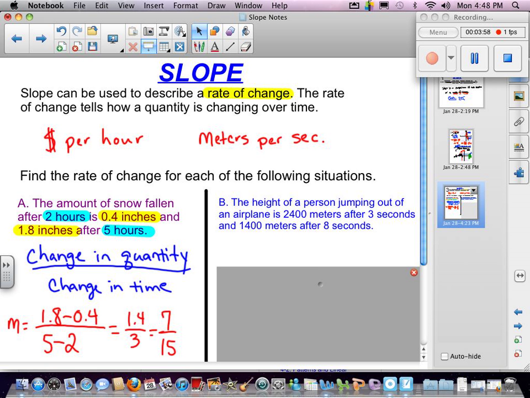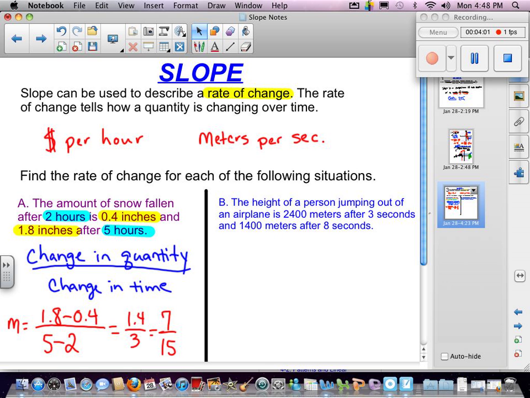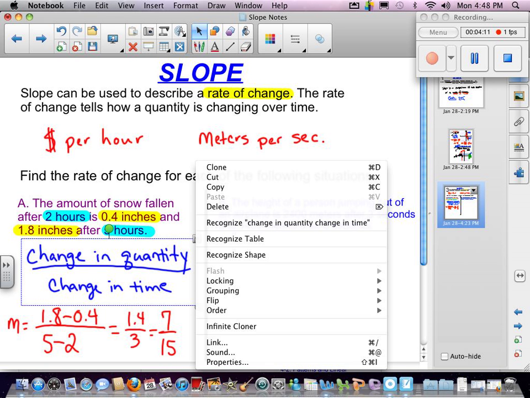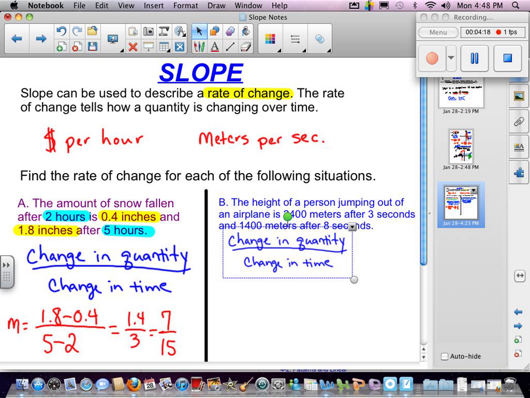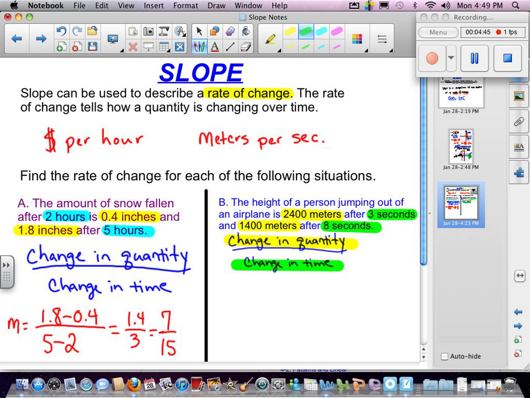The next problem that we're going to take a look at is this problem here where the height of a person jumping out of an airplane is 2,400 meters after 3 seconds and 1,400 meters after 8 seconds. We're going to use the same thing, so I'm just going to clone that part over here and make it a little bit smaller. It's the change in quantity over the change in time. So again, I'm going to highlight the important parts. For the change in quantity, we're looking at 2,400 meters and 1,400 meters. And for the change in time, we're looking at 8 seconds and 3 seconds.